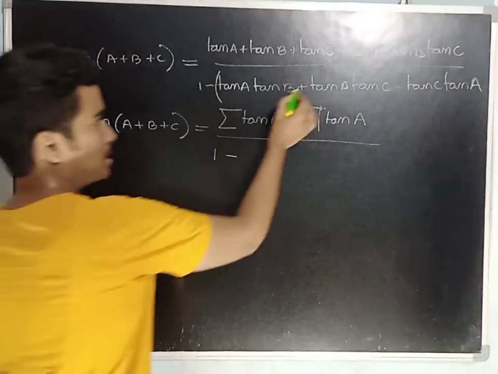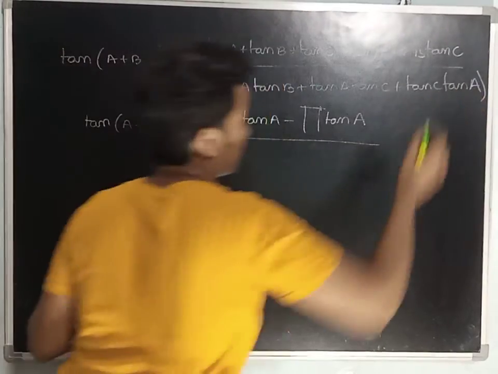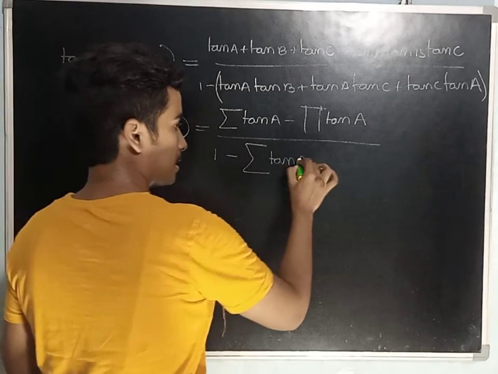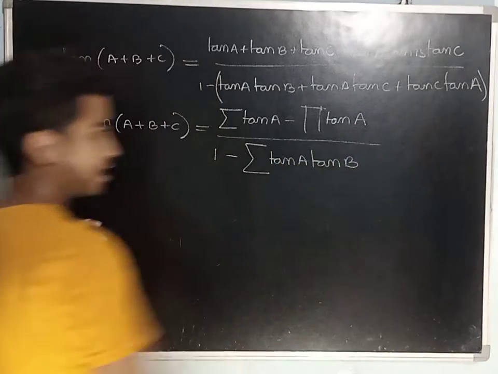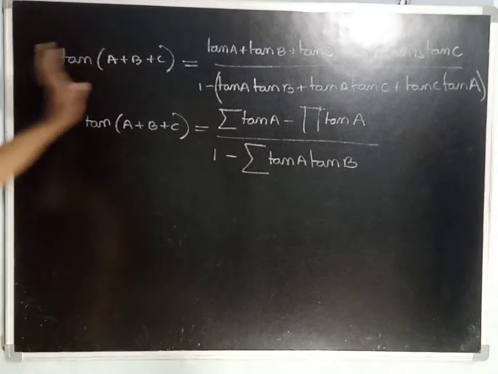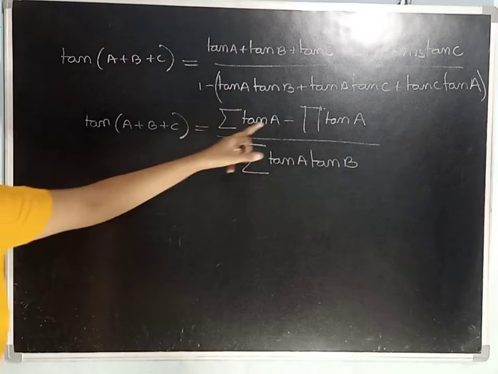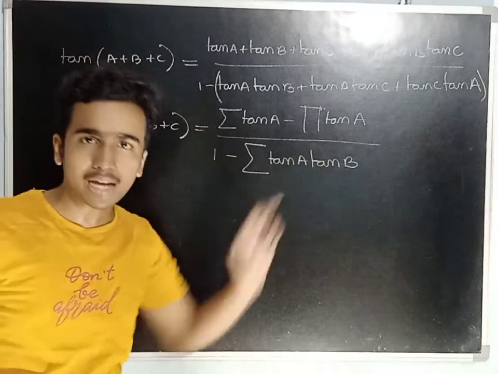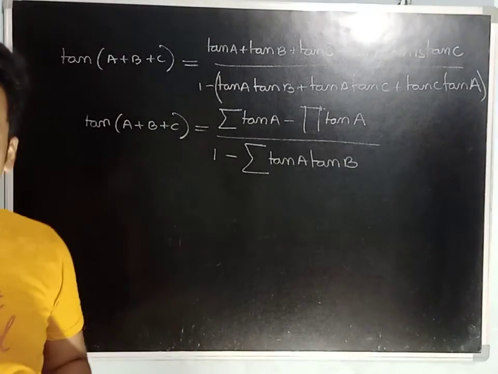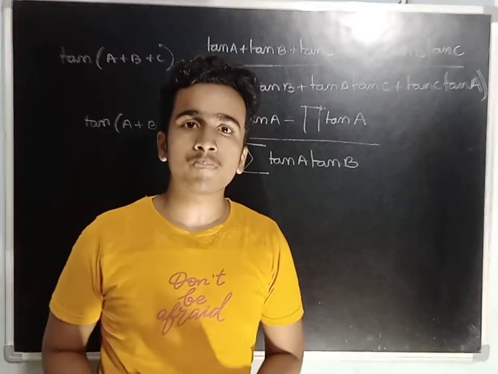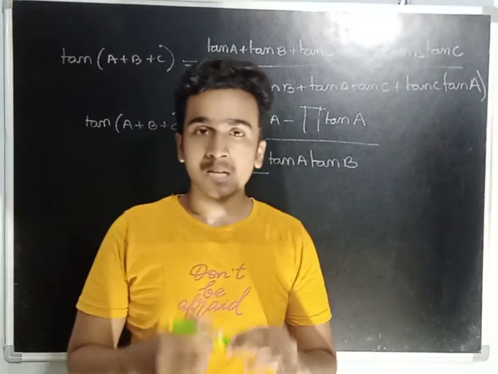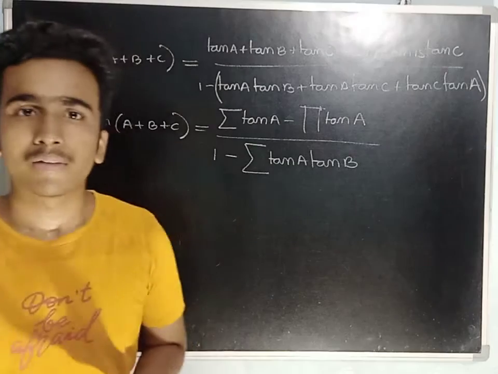If we take minus common, here everything will be plus: 1 minus sigma tan A tan B. Simple. The same formula I have compressed like this: sigma tan A minus Pi tan A by 1 minus sigma tan A tan B. In this way, we will use these notations in making the problem simplified, and it makes sure that the steps will not be lengthy.